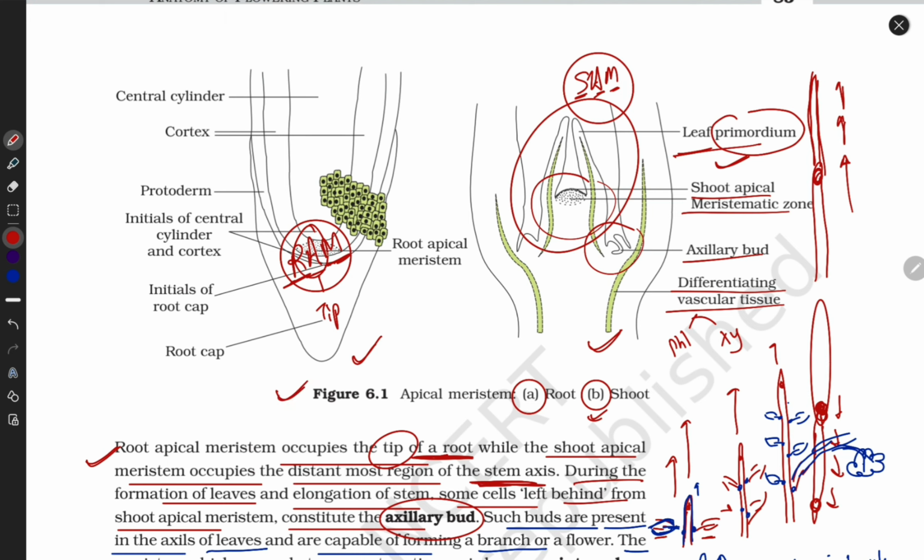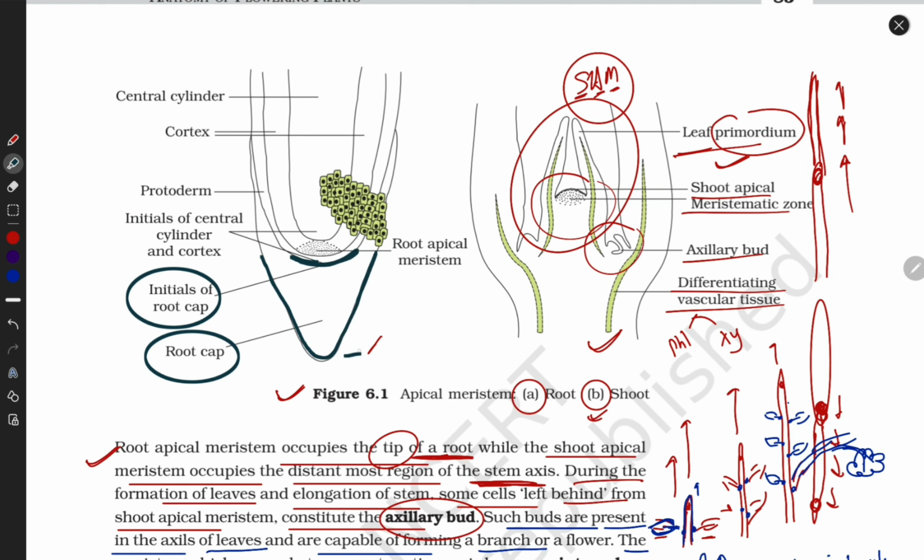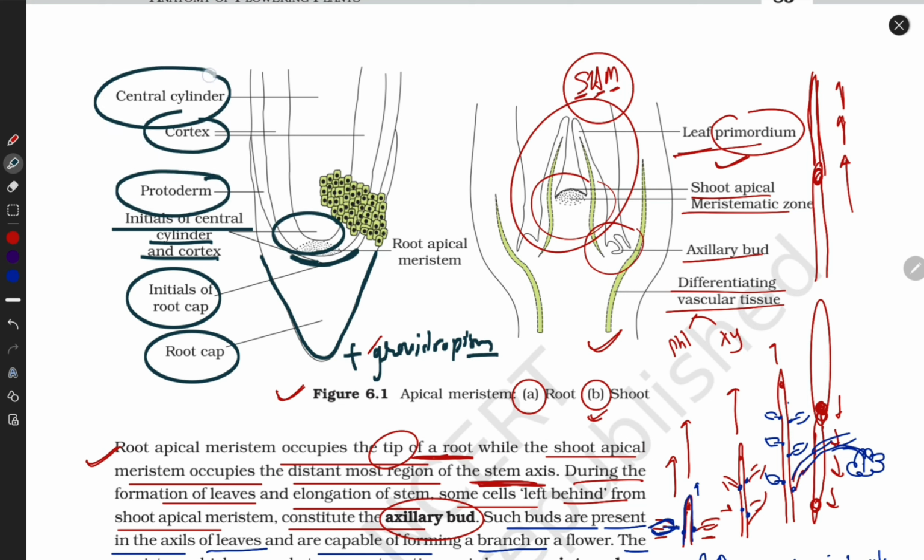Come to the root. These are the root apical meristem. Okay, let me erase. Wait. Look here. The initial of the root cap produces the root cap. This is very important. Now the root cap grows with positive gravitropism. Yes or not? Yes. Now the initial of the central cylinder and cortex makes contact to form epidermis, endodermis, cortex. Okay, they made this. Now protoderm, cortex, central cylinder.